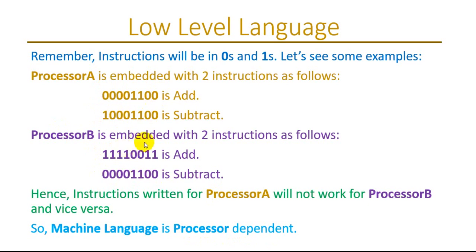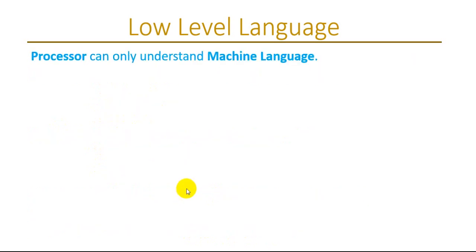...is machine language. So a processor can only understand machine language, that is zeros and ones, that is already pre-programmed into the processor by the manufacturer. That is embedded into the machine processor.